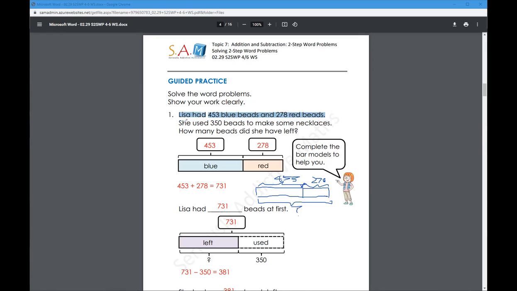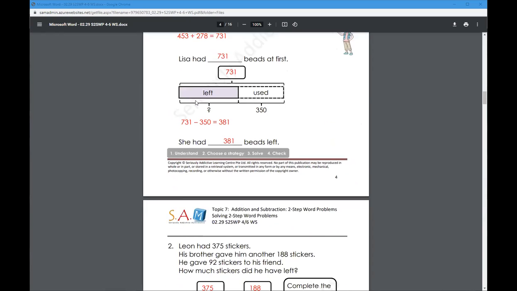So find the total, and then after that, she used 350 beads to make some necklaces. How many beads does she have left? Just ask them to replicate the model again, but this time with the total. 731 is the total. Then 350 beads to make some necklaces, so this part is taken, this is used. And they're supposed to find how many beads she has left. So they have to draw these 2 models, and the questions are the same throughout. It's a matter of whether there's addition or subtraction first.